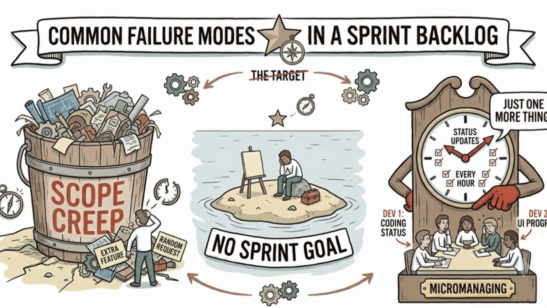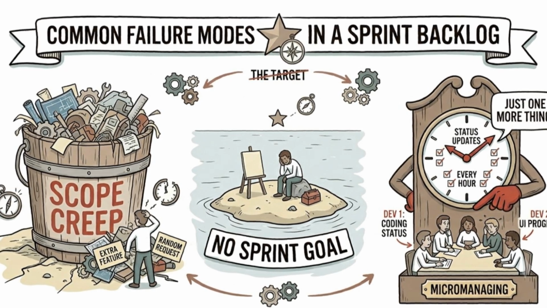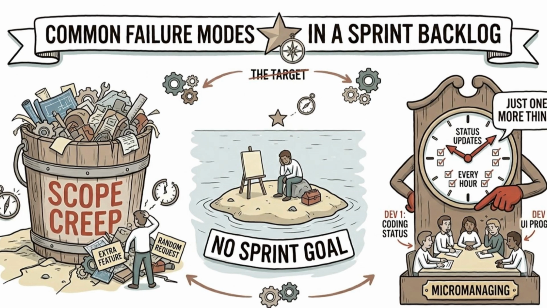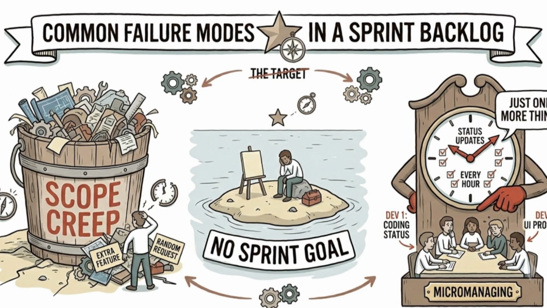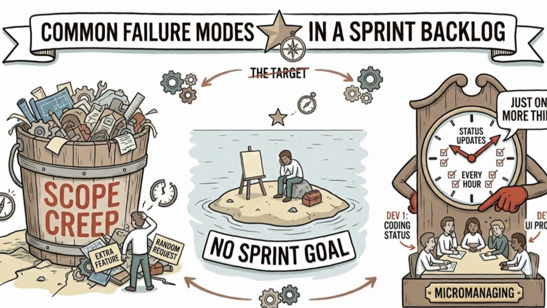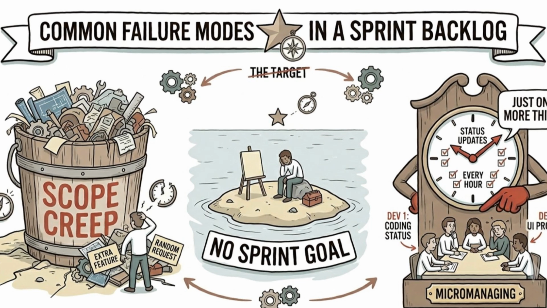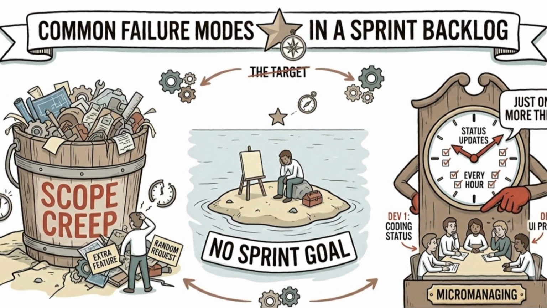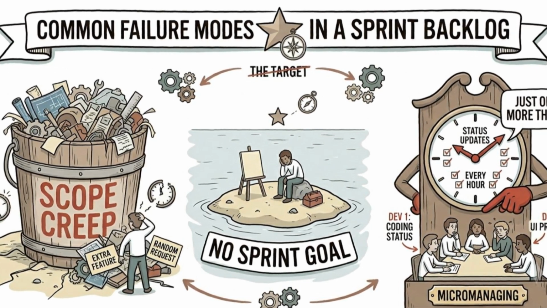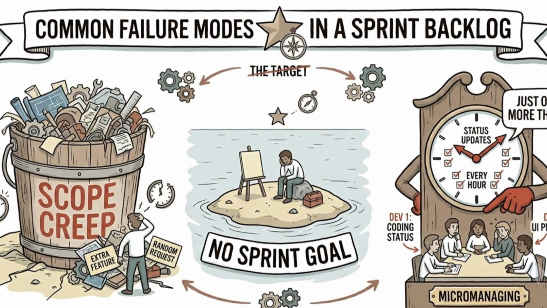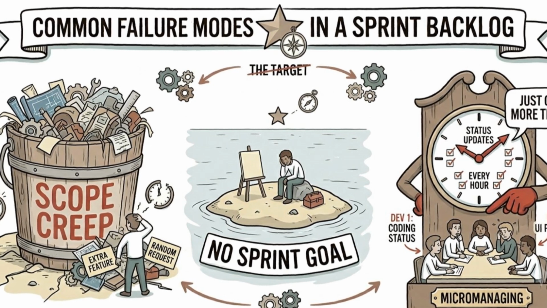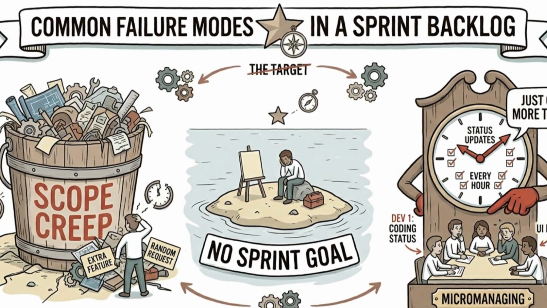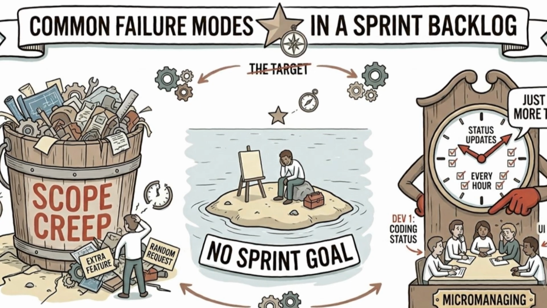Mid-sprint scope creep, allowing stakeholders to sneak quick favors onto the board mid-sprint dilutes focus and destroys team velocity. Overcommitment, trying to pack the backlog to 100% capacity leaves 0 room for unexpected technical blockers or production emergencies. The fix, always leave buffer, anchor every item back to a single sprint goal, and empower developers to say no to scope churn.